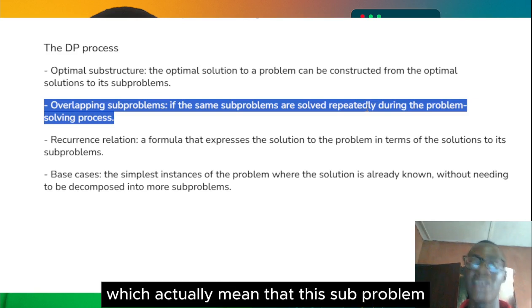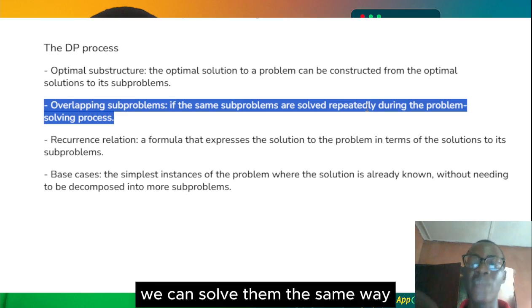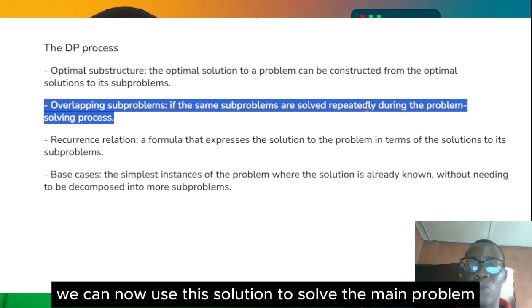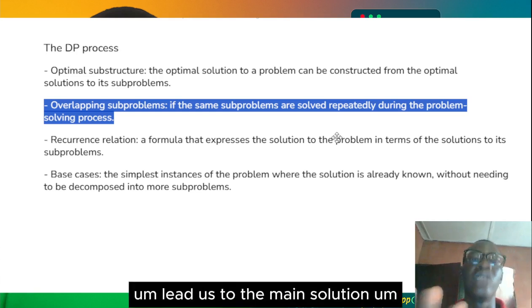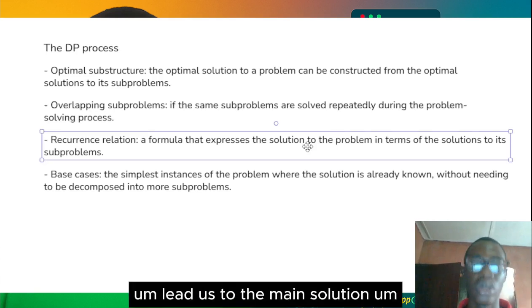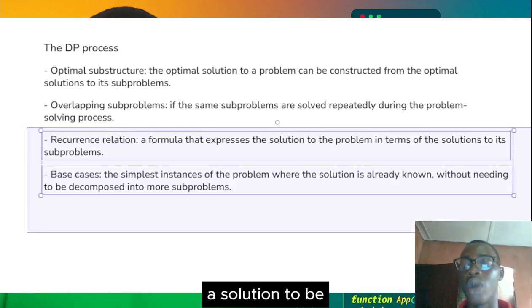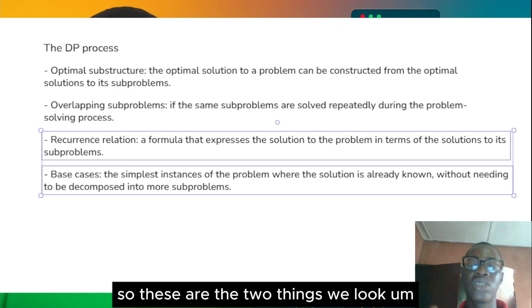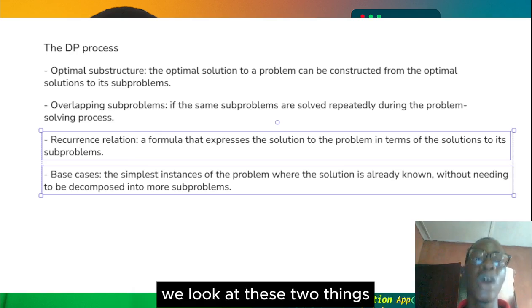subproblems, which actually means that the subproblems can follow the same pattern. We can solve them the same way, in the same order, and after solving them, we can use this solution to solve the main problem, or this solution is going to lead us to the main solution. So those two conditions are important for a problem to be solvable using DP. So those are the two things we look for at each problem. So for any DSA problem, we look at these two things.